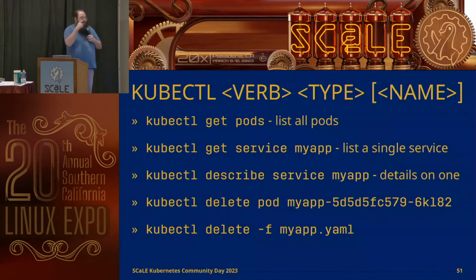Describe gets detailed data on a single object. We saw that before when we were getting the IP address for an ingress, but it works on everything. And delete, it does what it says in the name. It deletes things. And a cool feature of delete is that you can also use the same -f as you did with apply to clean up all of the things that apply created.